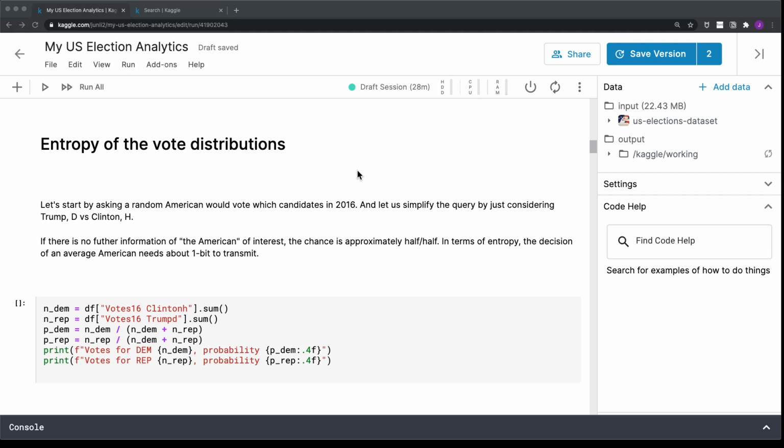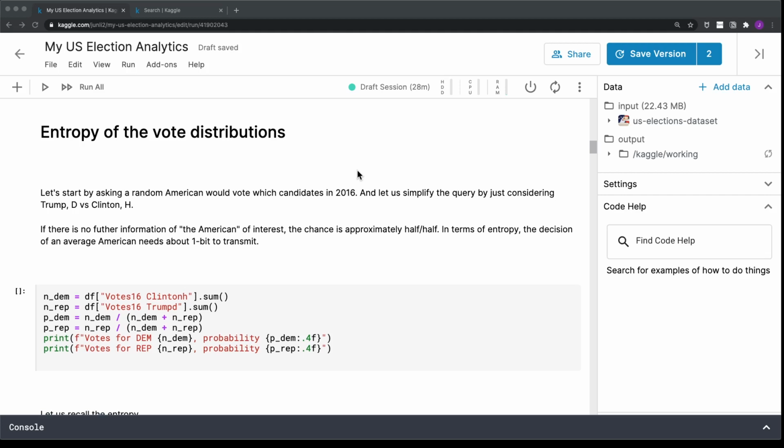We will have a look at how many votes Hillary Clinton and Donald Trump received in 2016, and we use the total number of ballots, and try to investigate how likely it is for an average American to vote, that is, if the American voted at all, to vote for each of the candidates.